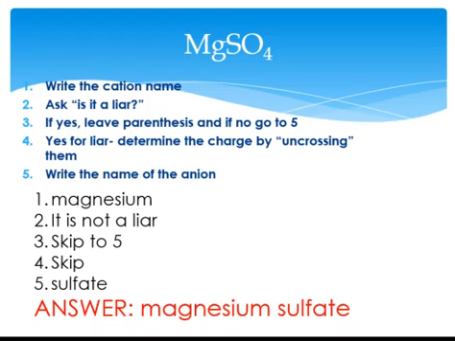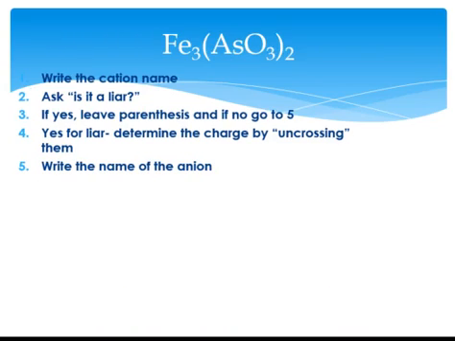All right, so in this one, the steps are magnesium. It is not a liar, so skip to number 5. SO4 is sulfate. So the answer to this is magnesium sulfate. Let's try another one. First step, write the cation. What's the cation? Fe is iron.